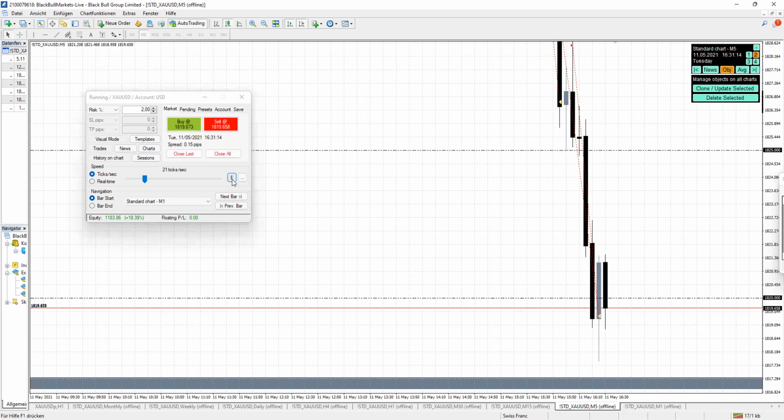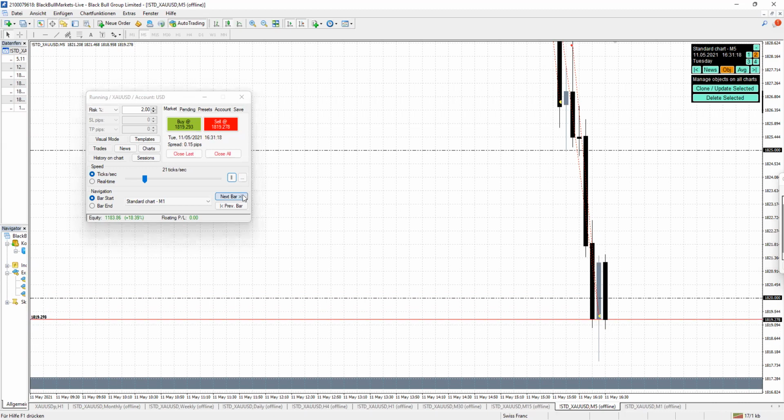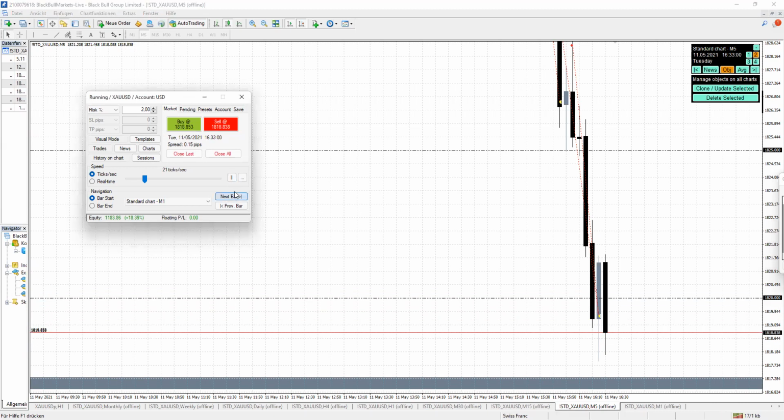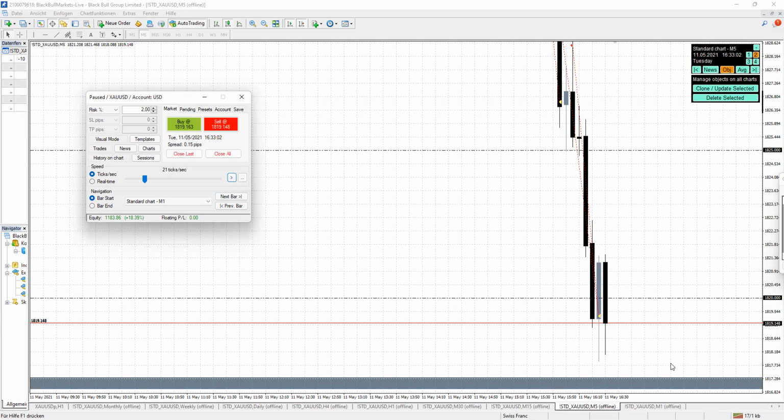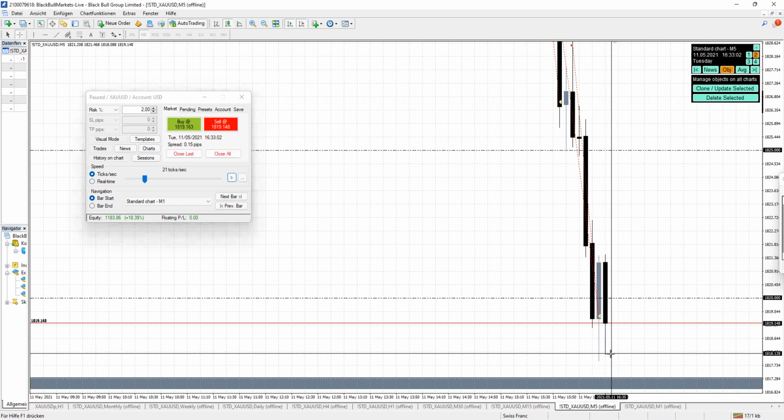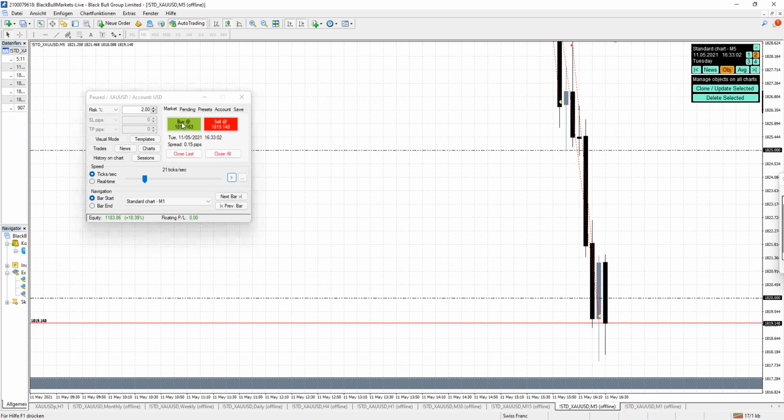Get a deeper pullback. You can't always get it, sometimes you get lucky. Oh, there you go, bro. That's your pullback. That's your retest on the low, guys, and that's your rejection at this point. So now we can enter.